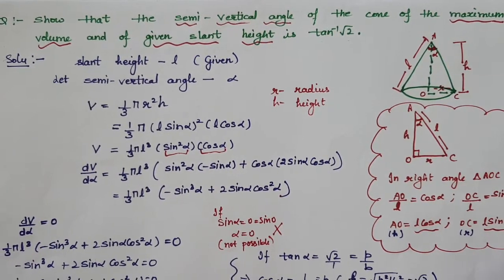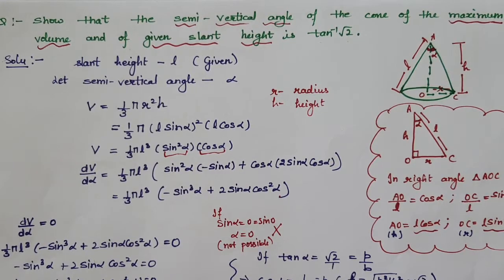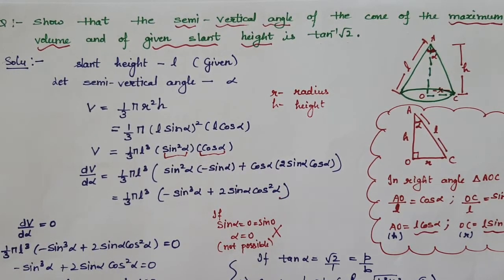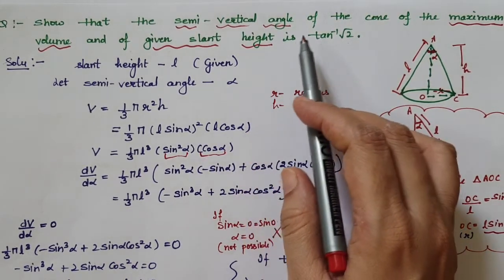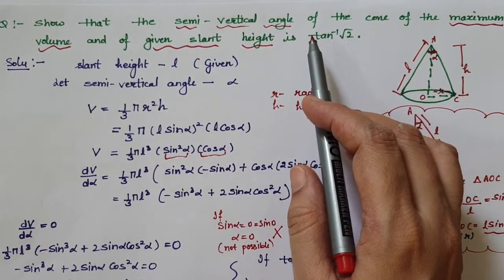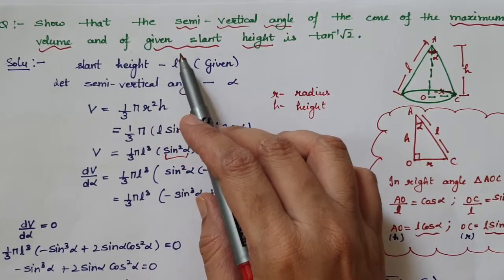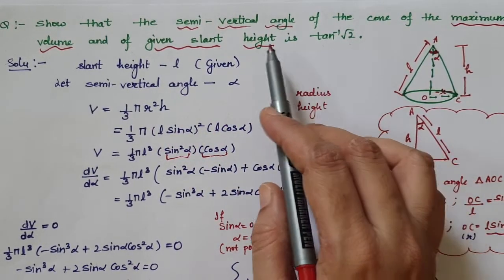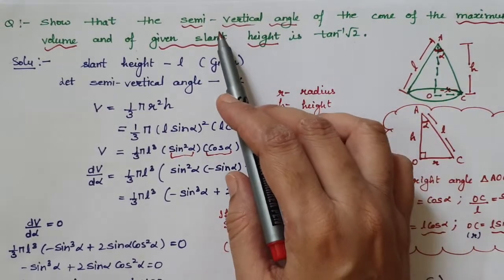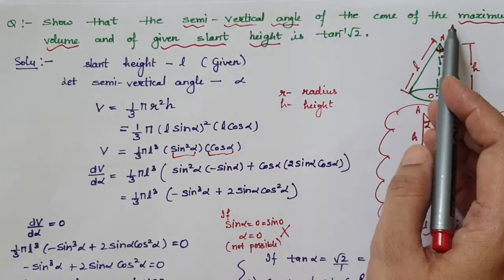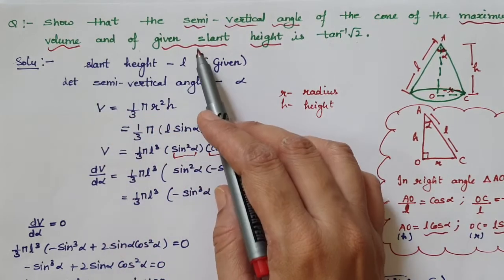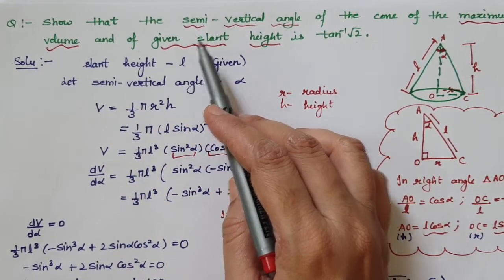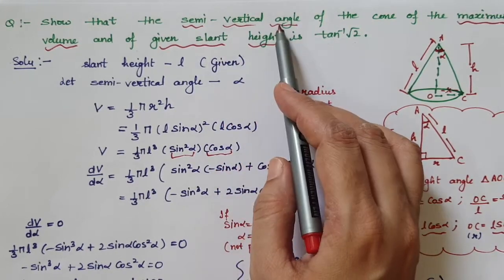Hello everyone, today we will start with some more questions of maxima minima word problems. My question is that we have to show that the semi-vertical angle of a cone of maximum volume and of given slant height is equal to tan inverse root 2. Now here three things are main. First is semi-vertical angle, second is we have to maximize the volume, and third is the slant height is given to us, right? So first of all, understand what is semi-vertical angle.